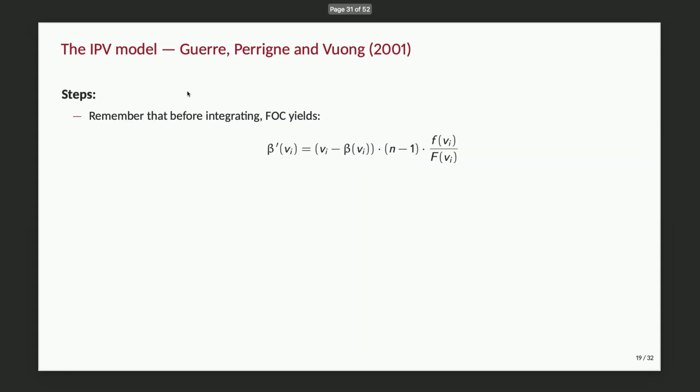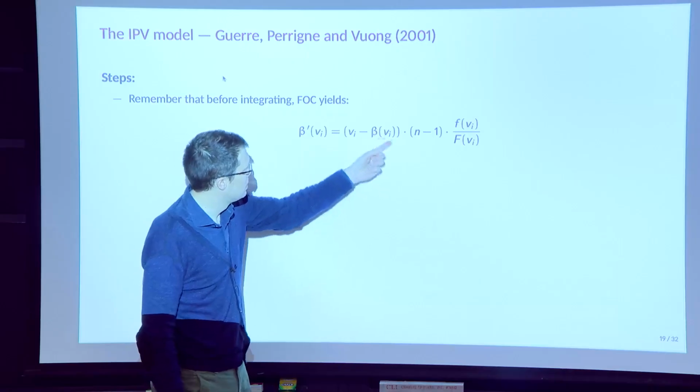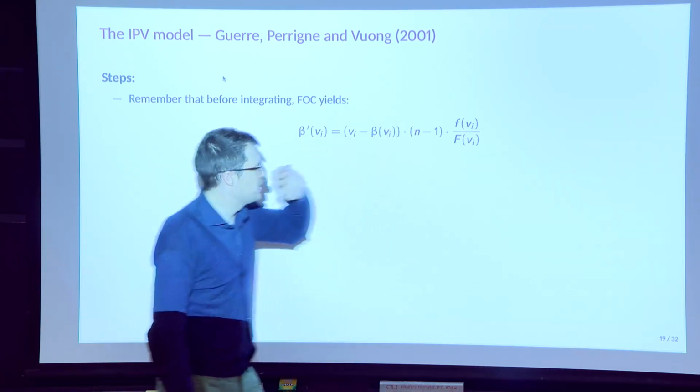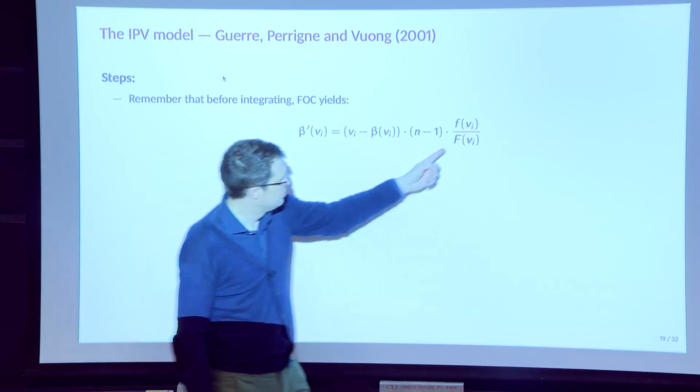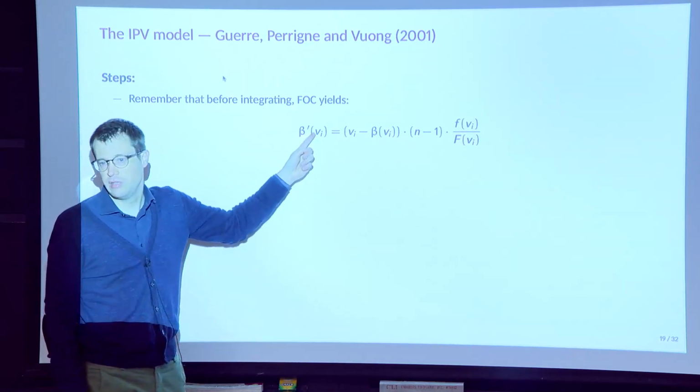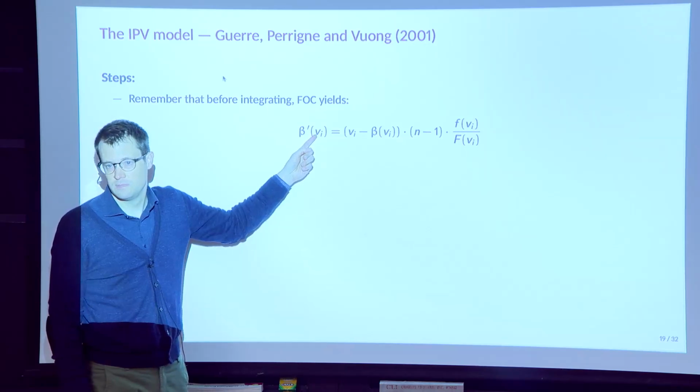So I promised you I'd come back once more to this first order condition here from our first price sealed bid auction. If you think about this, it looks pretty daunting, right? What we observe are the bids, and we know the number of bidders, but we do not know v. We do not know the distribution of valuations, and we do not know the derivative of the bidding function.